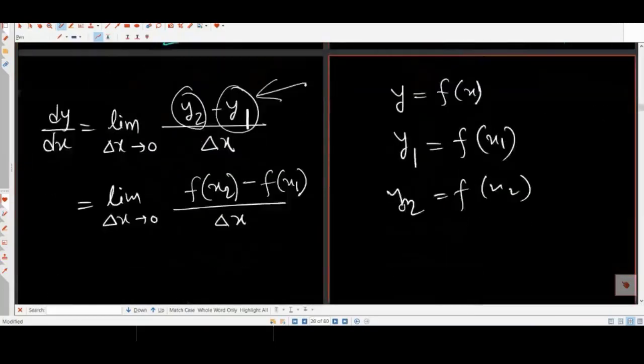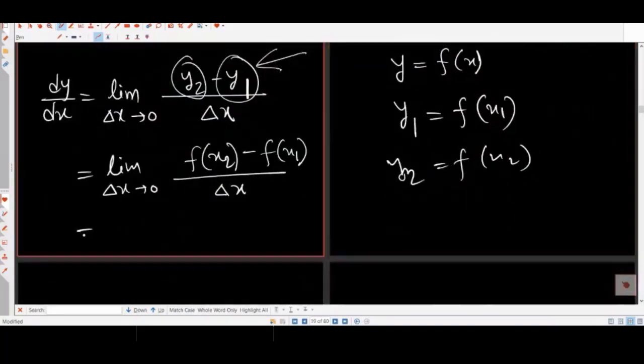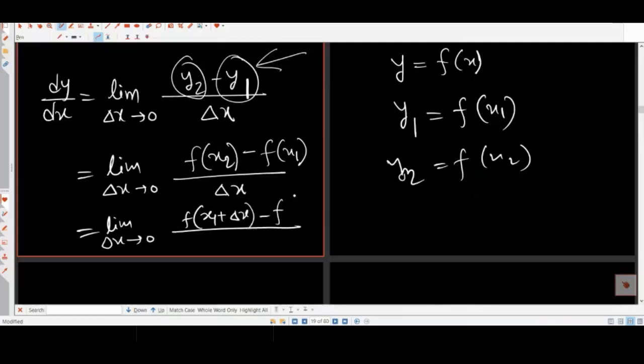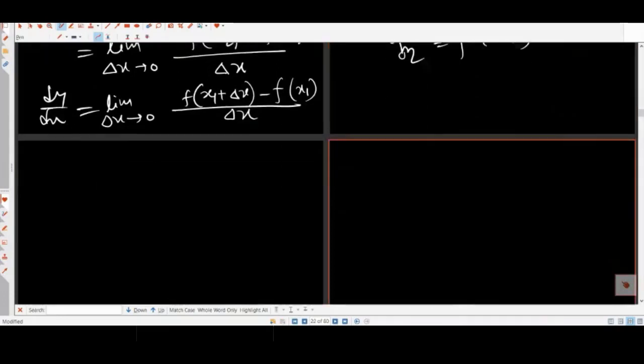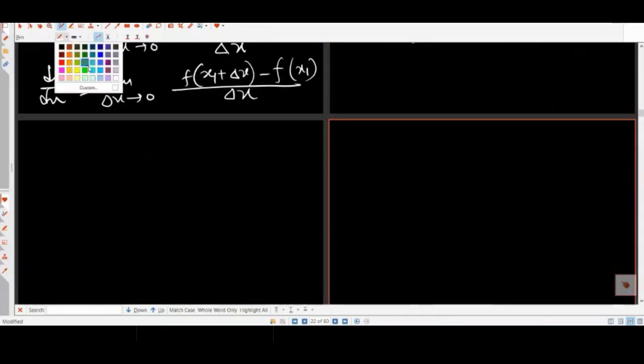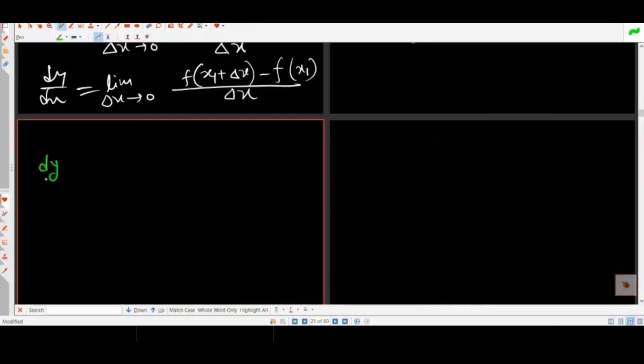So what we can write? We can now write limit delta x tends to 0. Instead of x2, we can write x1 plus delta x. And here we have x1. So this is the definition of derivative. And it is coming from tangent line. So in short, we can make it like this. It is easier to understand.